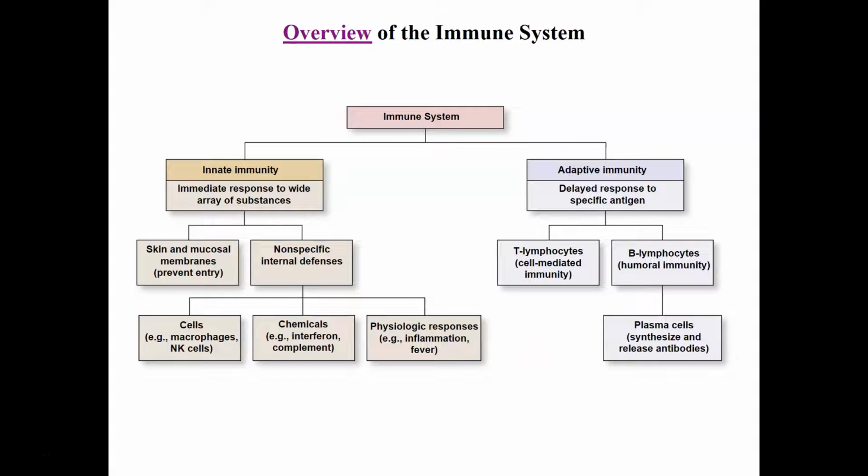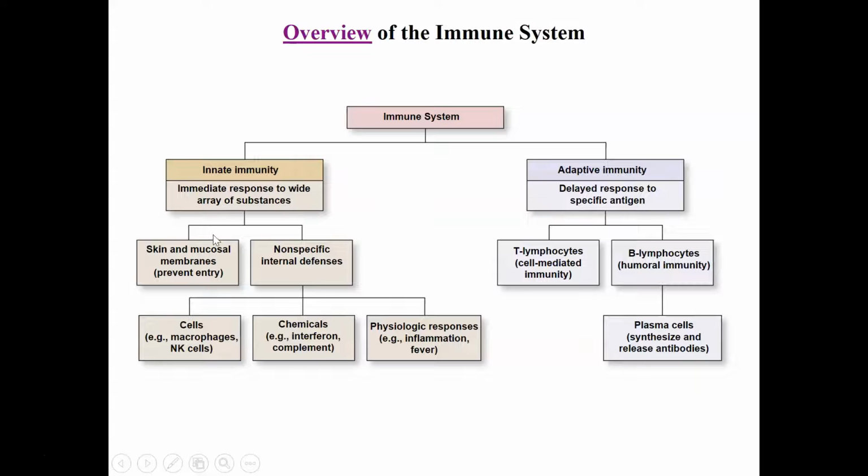Okay, so with that background overview, let's talk about this slide, which shows in chart style what the organization of the immune system is. So it breaks it down into innate and adaptive immunity, and then each of those are further broken down.